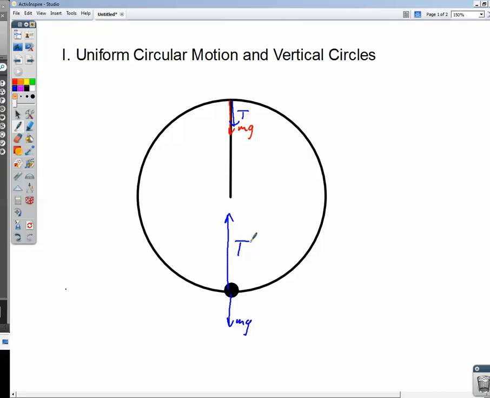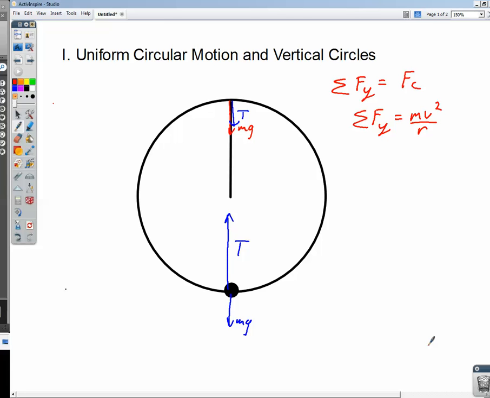Because at the bottom, the tension counteracts the weight and it supplies some extra force that acts as the centripetal force. At the top, tension and weight work together. But in both of these cases, we are looking at the sum of the forces in the y direction being equal to our centripetal force. So the sum of the forces in y is going to be equal to mv squared over r.